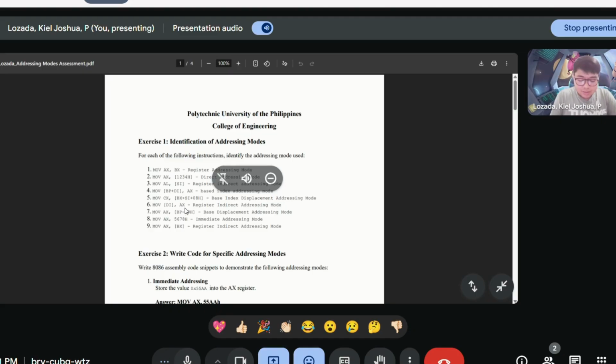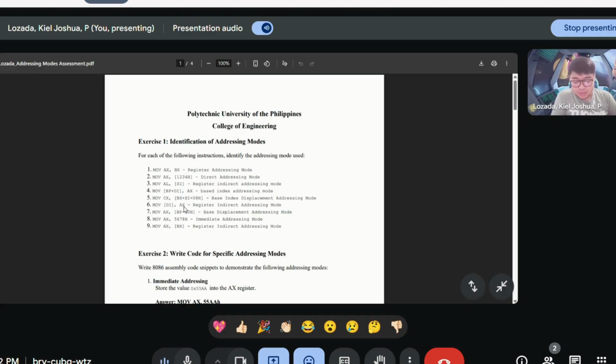And for number 6, MOV [DI], AX. It's an example of register indirect addressing mode. The memory address comes from DI, and this mode allows data to be addressed at any memory location through an offset in any of the following registers: BP, BX, DI, and SI.